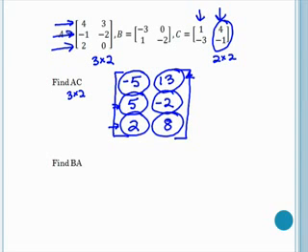All right, now to find the product of B times A. So remember, B is going to go on the left side. So B is a 2 by 2. And then A is going to go on the right. So I'm going to go ahead and rewrite A over here.